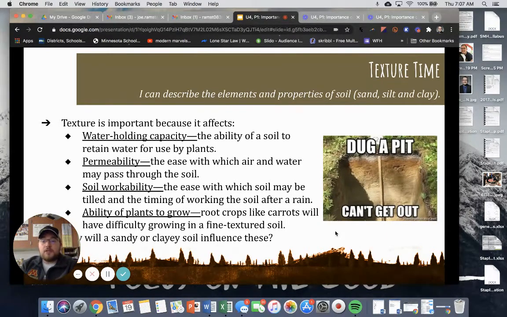Soil workability is the ease with which soil may be tilled and the timing of working the soil after rain. And then there's the ability of the plants to grow. Root crops like carrots will have difficulty growing in a fine texture soil. So these are just four simple ways texture can affect plants. And clayey and sandy soils definitely influence these quite a bit, simply because their particle sizes are so different.